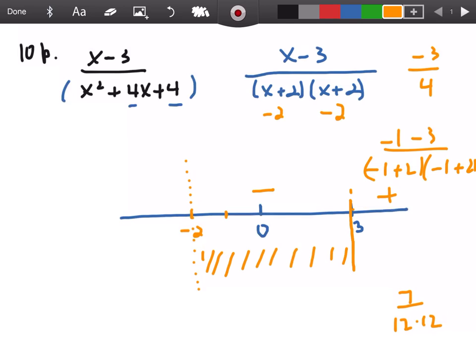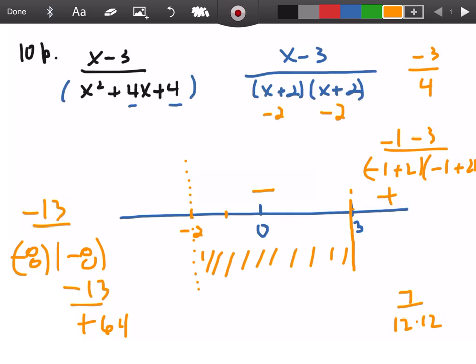And then let's see what happens to the left of -2. Let's put in -10. Well, -10 minus 3 is -13. And then -10 plus 2 is -8, and -8. A negative and a negative is a positive, 64, and -13 on top. So when I divide that, the answer is going to be negative. So it's going to be negative to the left. So that's the sign chart.